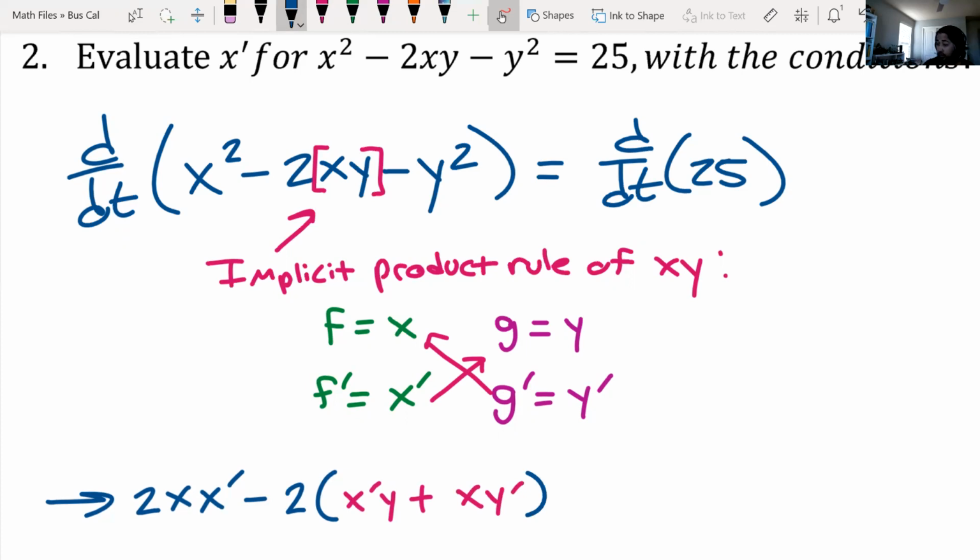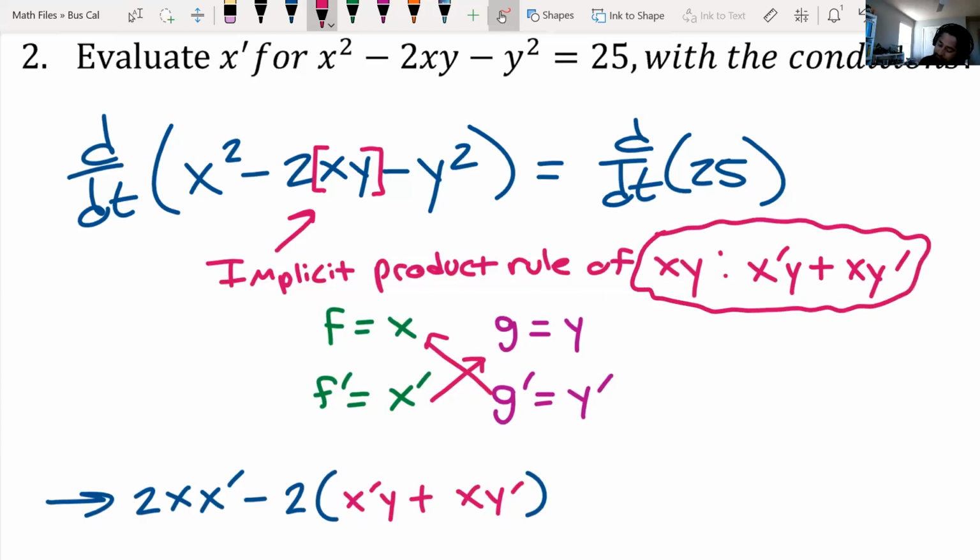Okay, and then before going a step further, we're going to have a new formula now. So the implicit product rule of x, y is now going to be x prime y plus x, y prime. So save that somewhere to save you some time. Now let's continue this derivative. Now we want the implicit derivative of negative y squared, which is going to be -2y y prime, all equal to 0.